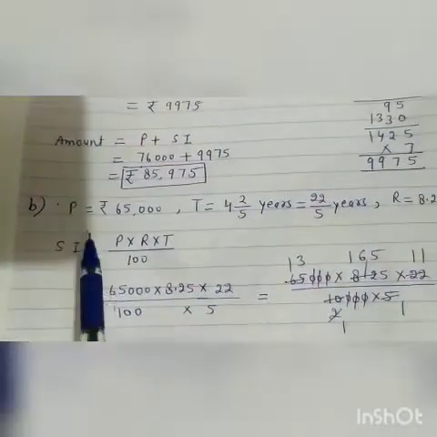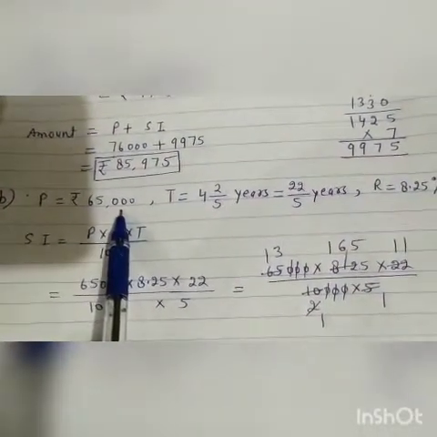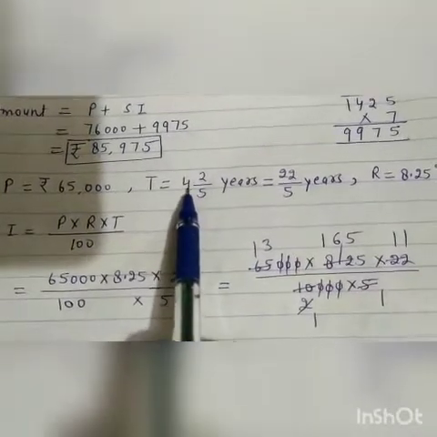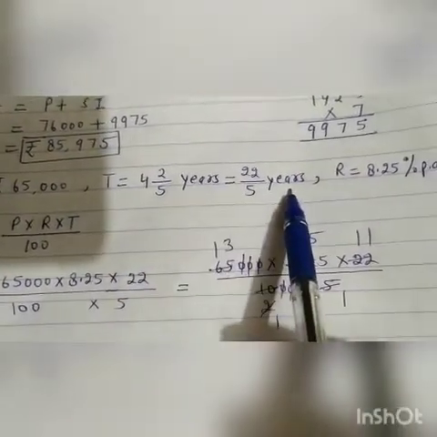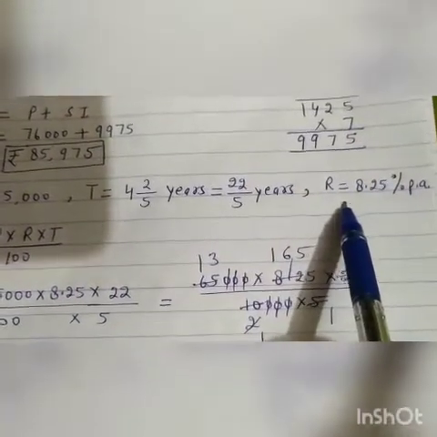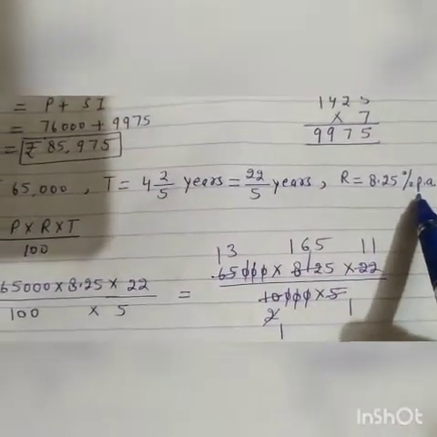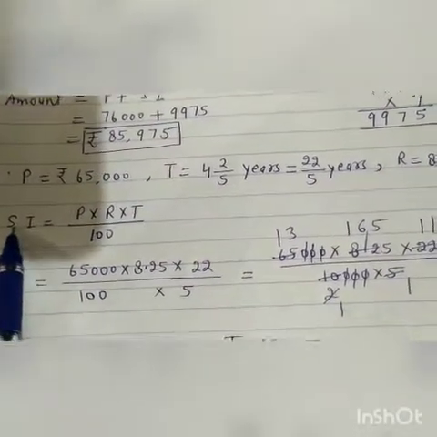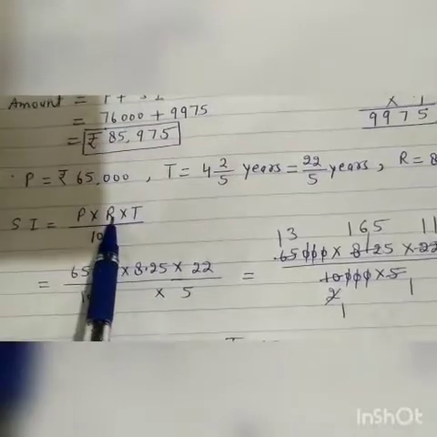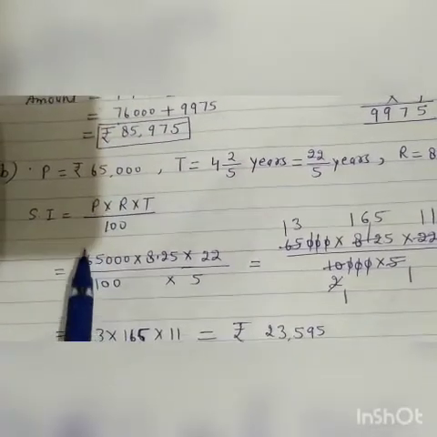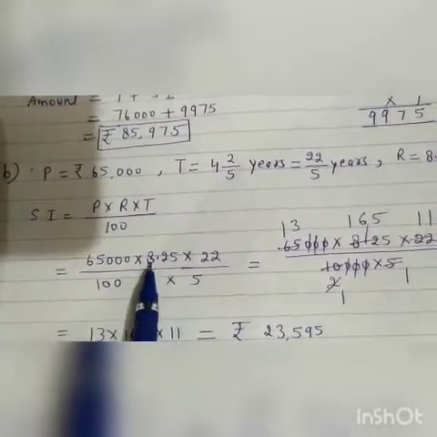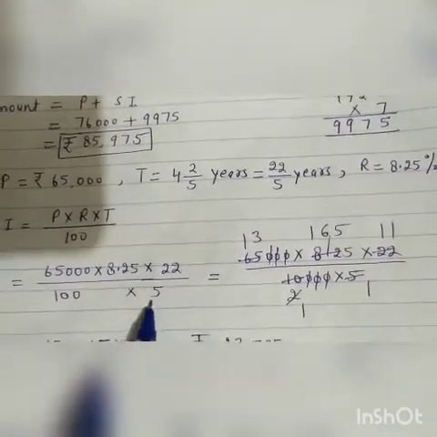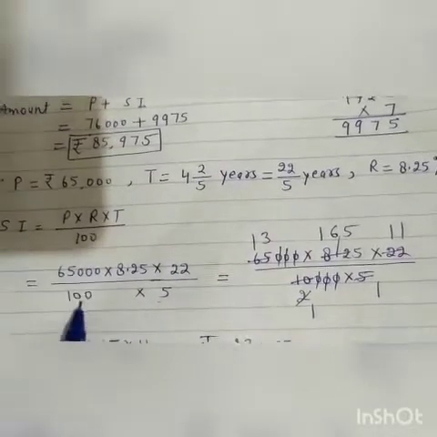To come to question number, it's B part. In B part, principal is given 65,000. Time is 4 and 2 upon 5 years, that is 5 4s are 20, 20 plus 2, 22 upon 5 years. Then rate of interest is 8.25% per annum. Again, we have to find amount. So first we will find simple interest is equal PRT upon 100. Principal here 65,000. Rate is 8.25% into time is 22 upon 5 years into this 100.